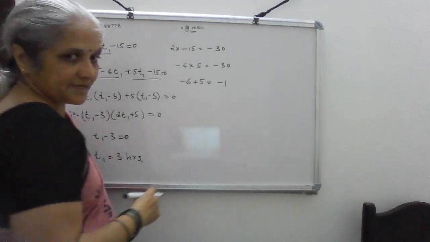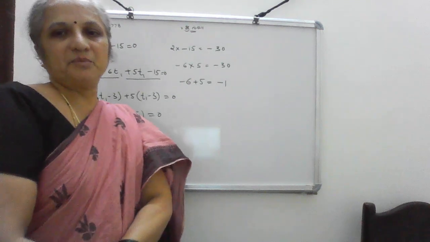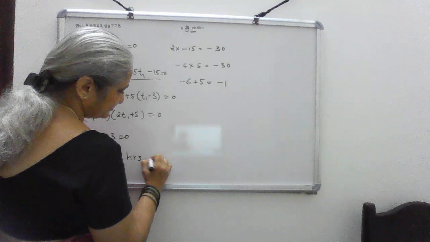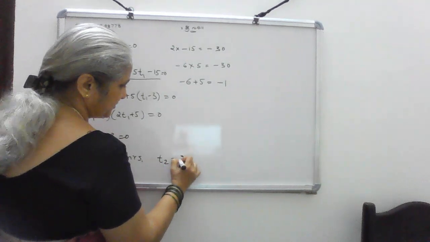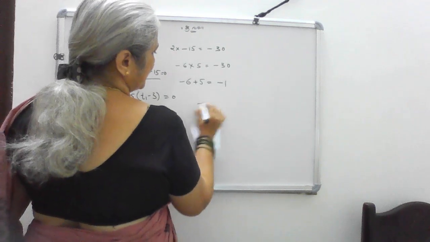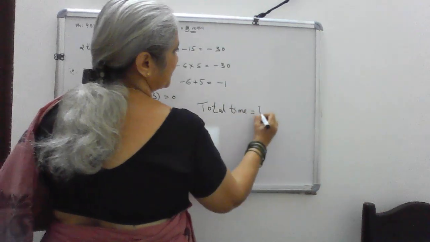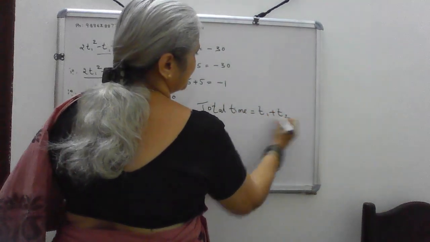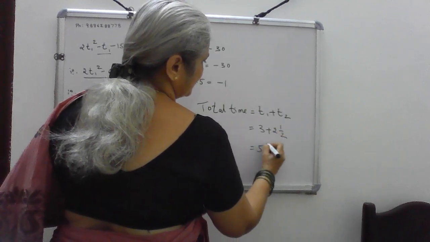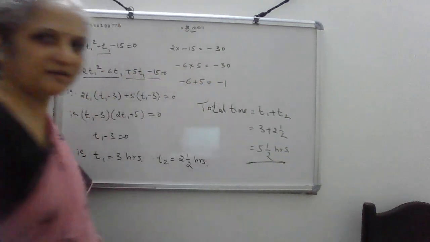According to the question, the time taken in his return journey will be 30 minutes earlier. Therefore, T2 will be 2.5 hours. Therefore, the total time is equal to T1 plus T2 is equal to 3 plus 2.5 hours is equal to 5.5 hours. This is the required answer.